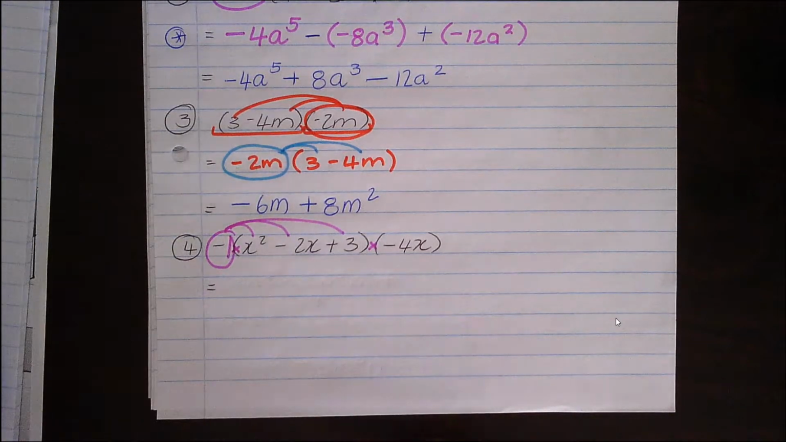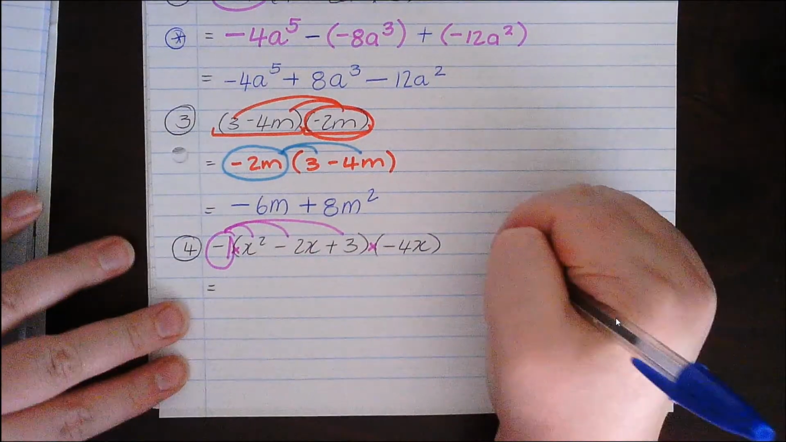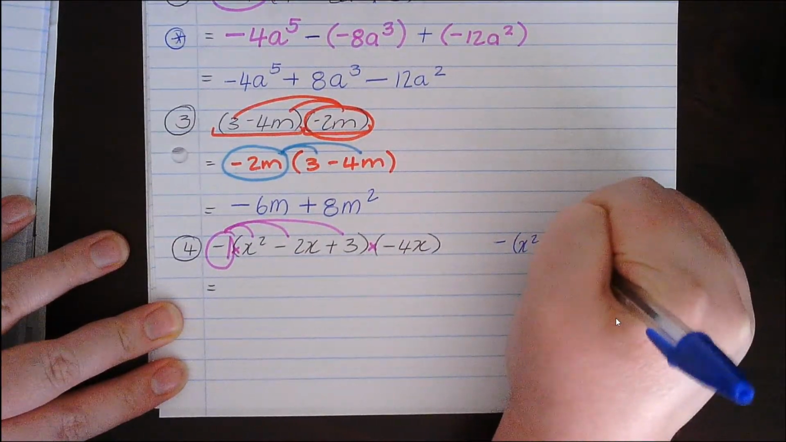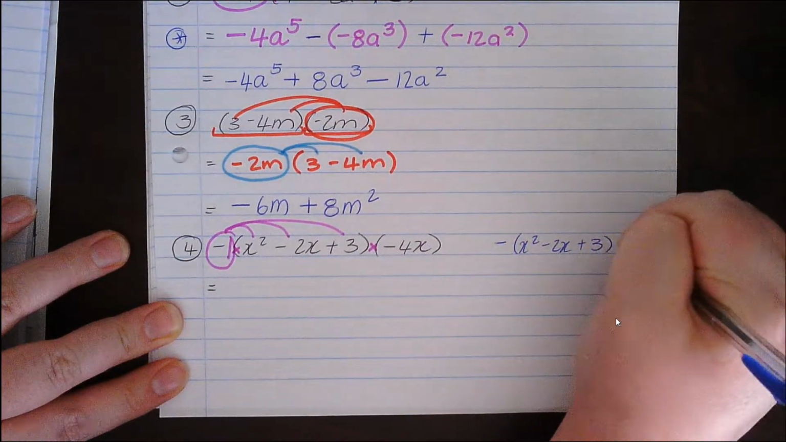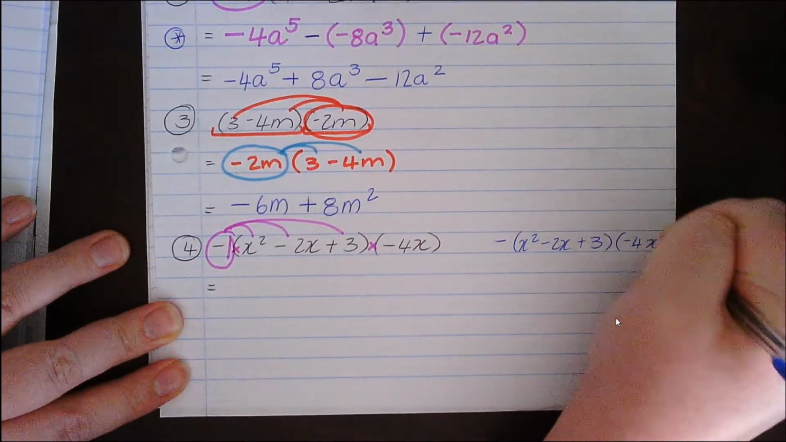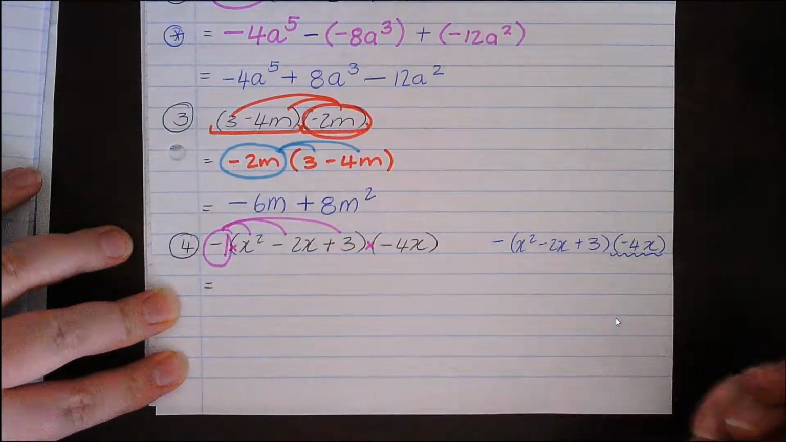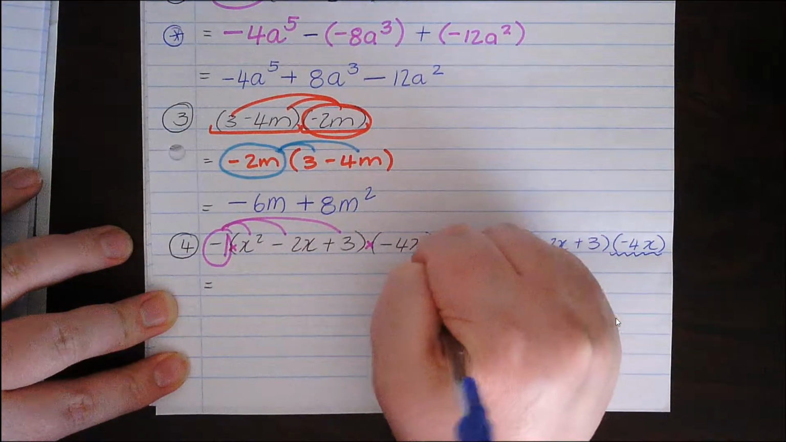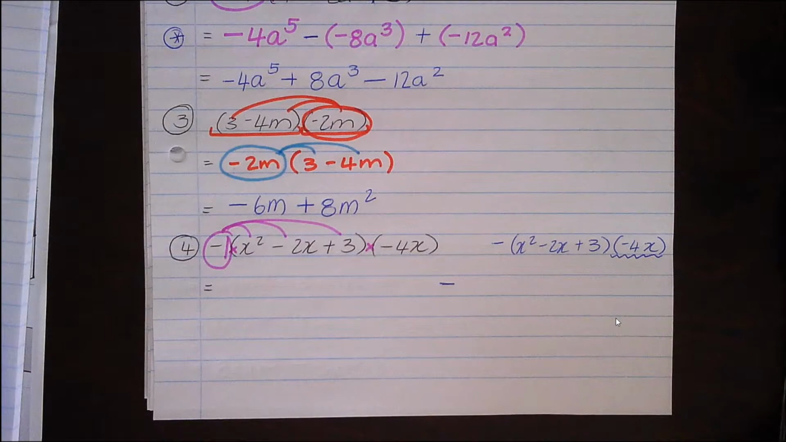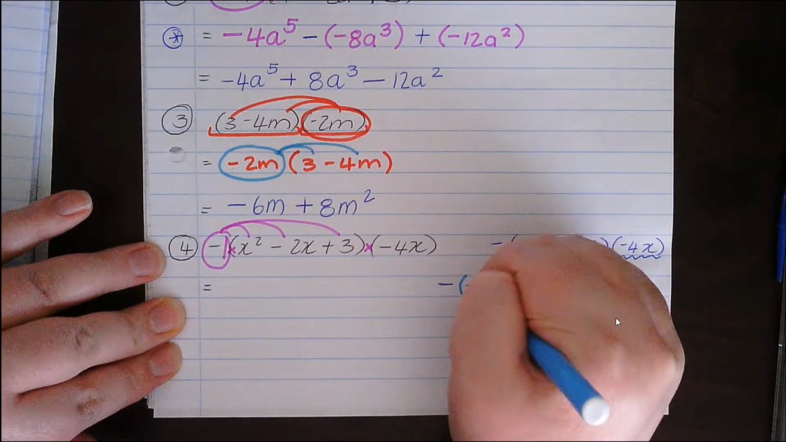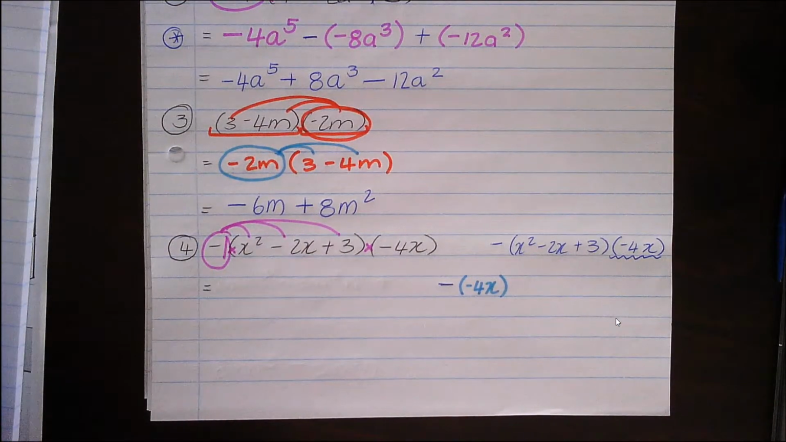In fact, let me do it a little bit differently. Let's say negative x squared minus 2x plus 3, and that's times negative 4x. I'm going to move the monomial in front. So that negative stays where it was, and then we have negative 4x coming to the front.